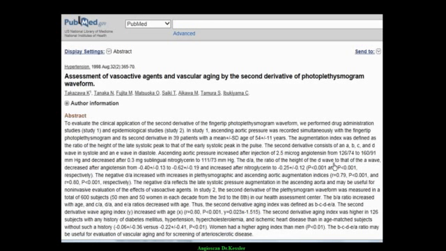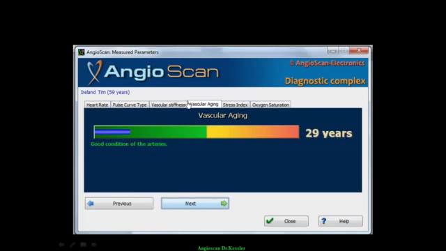I was looking through the literature because the next thing we're going to look at is vascular age, the vascular age of our smaller vessels. I found the calculations came from Takazawa, and here's a paper from him, Assessment of Vasoactive Agents and Vascular Aging by the Second Derivative of the PPG Waveform. This is the guy who came up with this calculation for vascular aging. So we have a patient who's 59 years old, and he's got the arteries, the smaller vessels, of a 29-year-old. And this gentleman was certainly very, very happy.